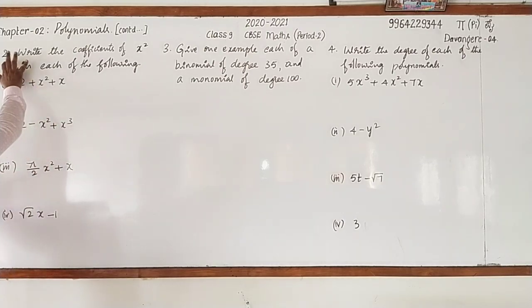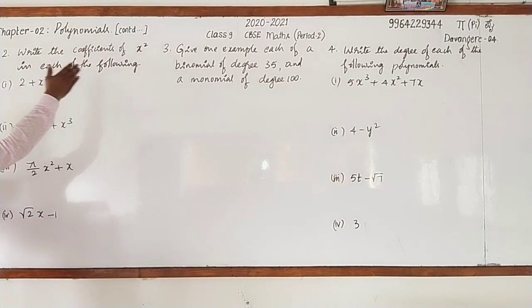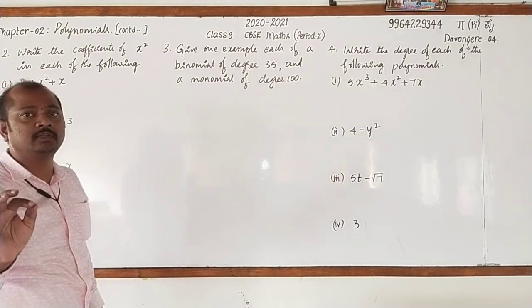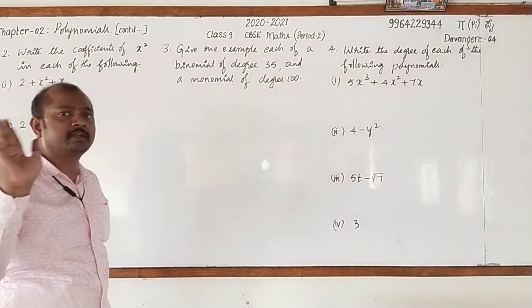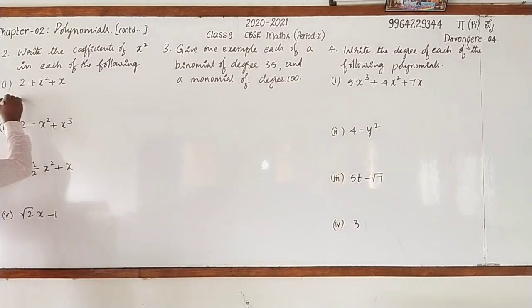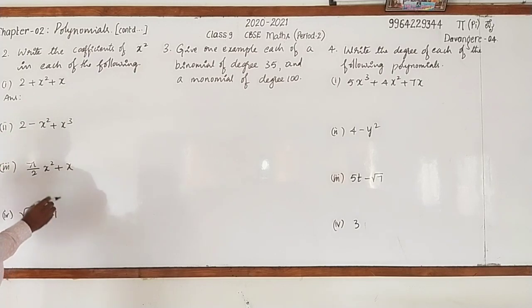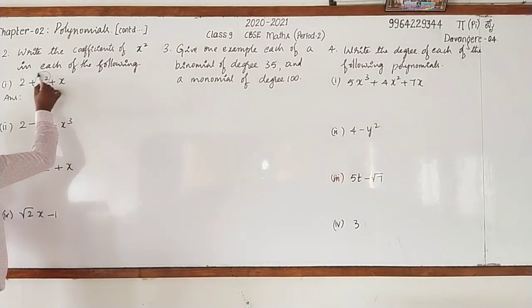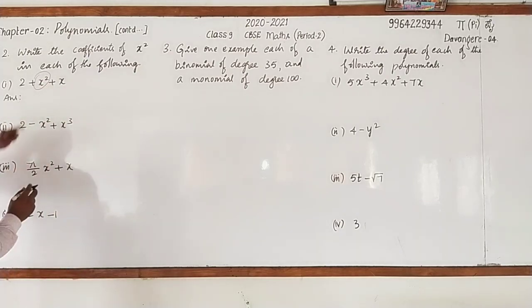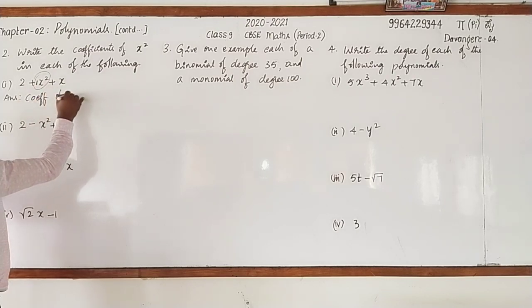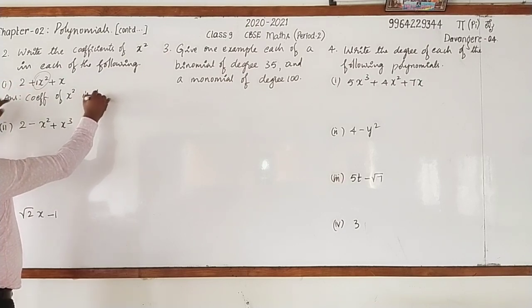Exercise 2.1, this is the second one. Write the coefficients of x square in each of the following. They have asked you to write the coefficients of only x square. Here, I have taken the first one, 2 plus x square plus x. Here, the x square term is this. What is its coefficient? Nothing is there. It means there is 1. Coefficient of x square is 1. We can write, so, coefficient of x square is 1.